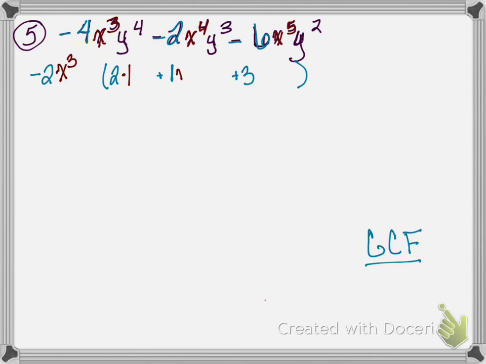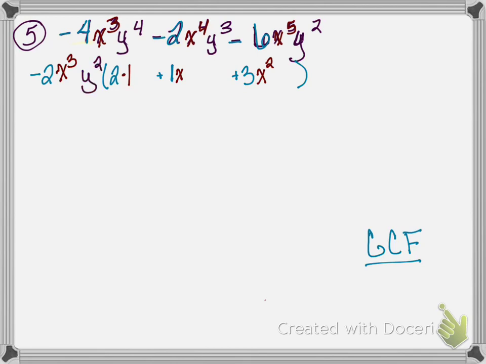Excellent. Good job. Okay, and x to the third times what gives me x to the fifth? Excellent. X squared. Okay, now our last one that we're going to look at is that y to the fourth. We've got y to the fourth, y to the third, and y squared. So we are looking for our lowest exponent, and our lowest exponent is y squared.